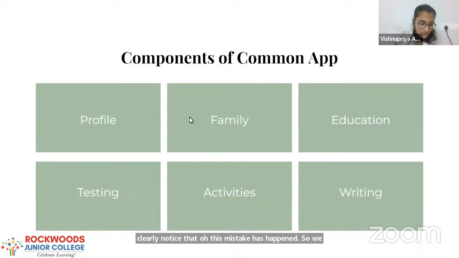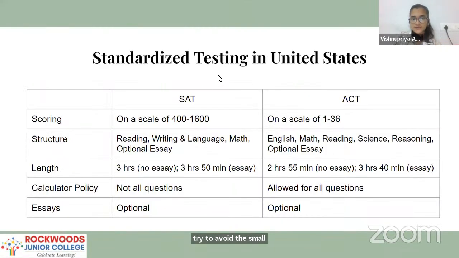And then moving on to standardized testing in the United States, like I said, there are two tests, SAT and ACT. SAT has a scoring on a scale of 400 to 1600. It is divided into two subjects, English and mathematics. English has reading, which is reading comprehension, and then writing and language is the second section in English, which is basically your grammar and all of that. Then you have the math section.